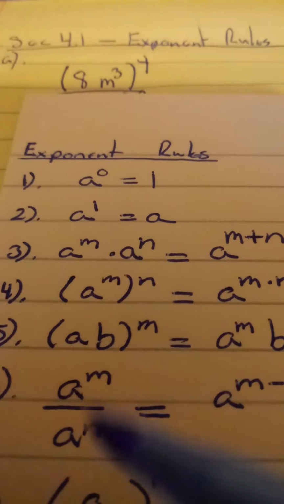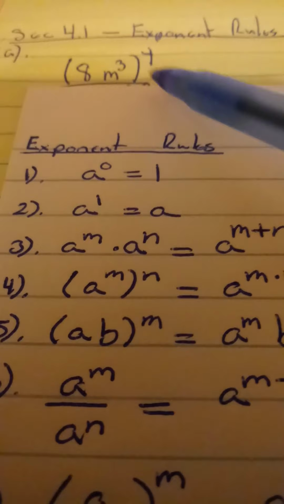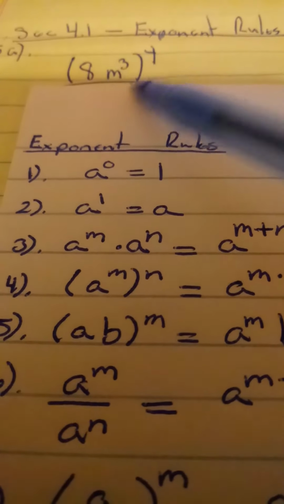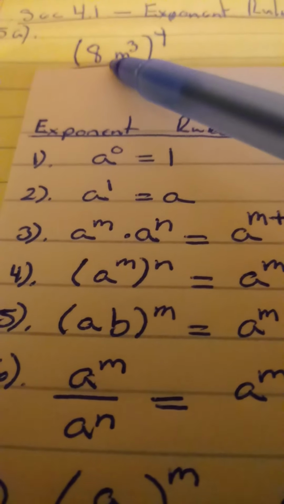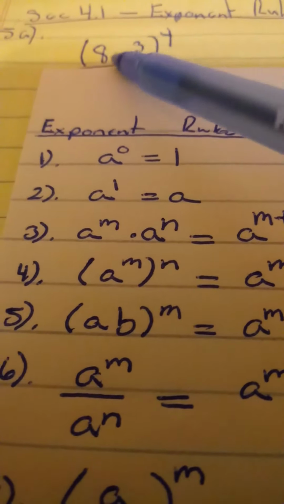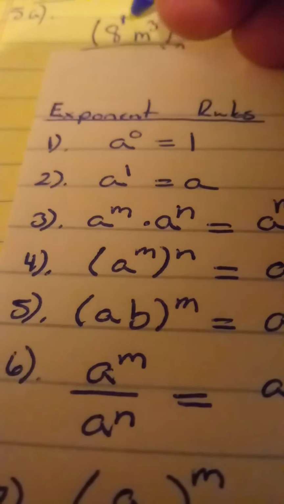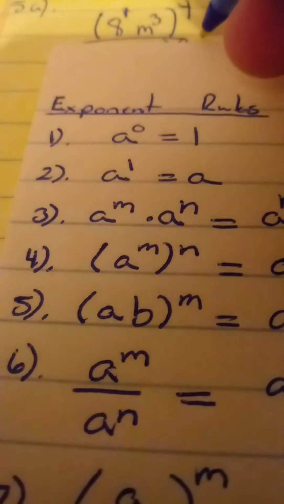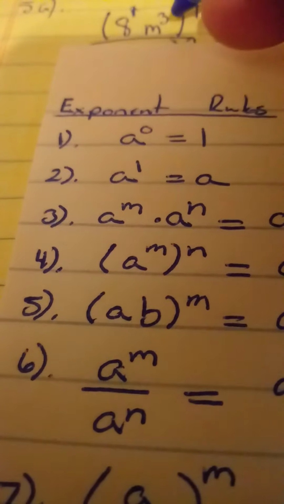So we take a look at rule number 4. Well, this one is going to apply. We're going to go ahead and distribute the exponent. So first, let's take a look at the top. 8m raised to the third raised to the fourth. Once again, 8 is the same thing as having a 1 right there as the exponent. So 1 times 4 is 4, so it'll be 8 raised to the fourth.